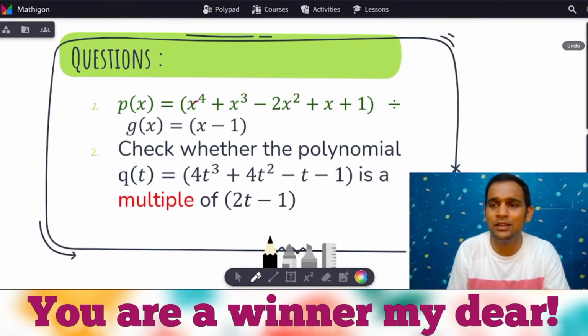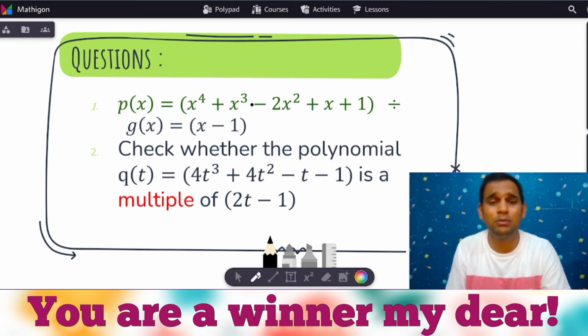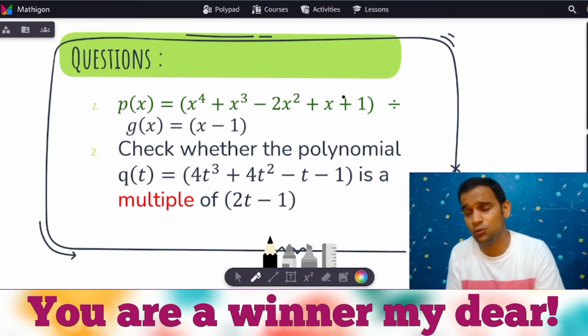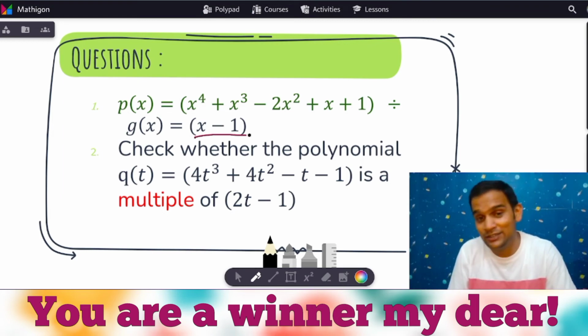Suppose we have a polynomial P of x equals x to the power 4 plus x cubed minus 2x squared plus x plus 1. We have to divide it by x minus 1.